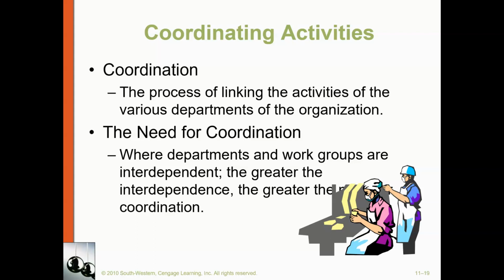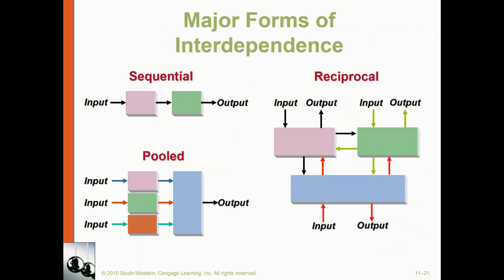If different departments and work groups depend on one another for information and resources to perform their jobs, we need to coordinate those activities. The greater that interdependence, the greater the need for the coordination. These are the three major forms of interdependence: sequential, reciprocal, and pooled. Pooled is the most simple. The different areas have little interaction with each other. The output of each of these different units is then pulled together for the organization.